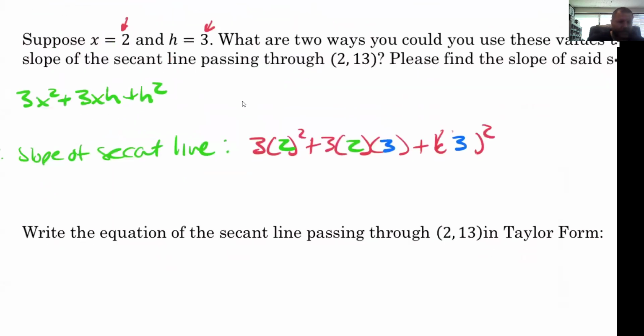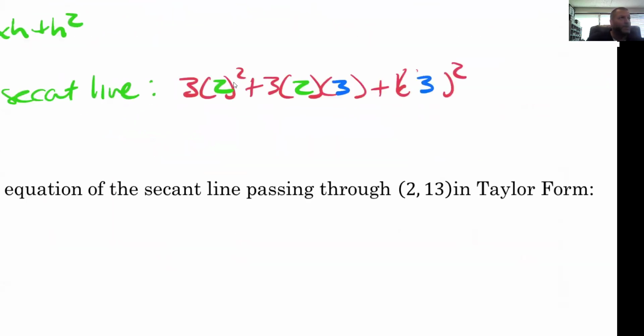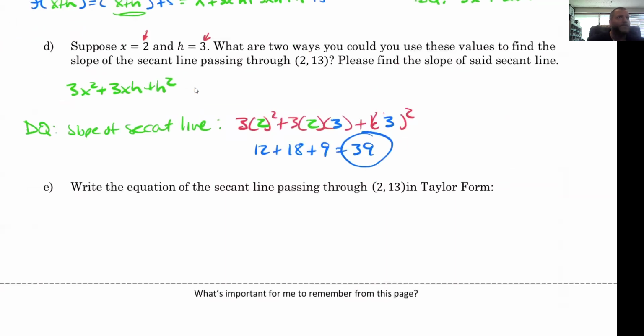So if I calculate this, I'm going to get 3 times 2 squared. So that's going to be 12, plus 18, plus 9. So that's going to be 39 as the slope of my secant line.